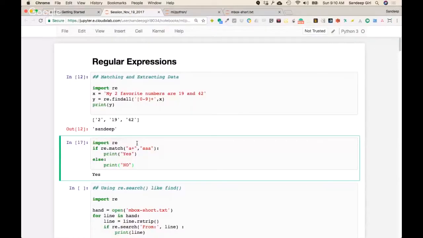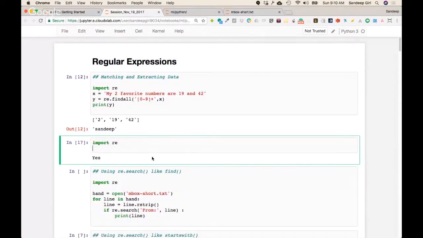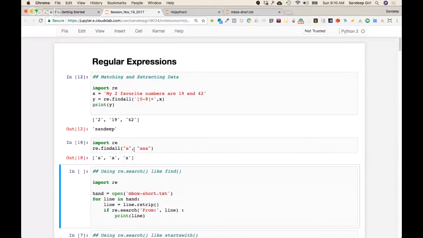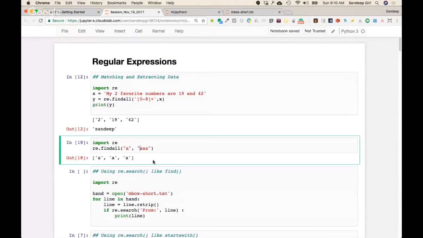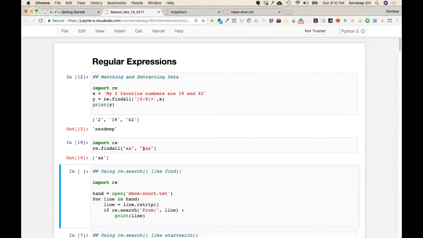Okay, so when we are trying to match a character or search for something in some text, we can use things like re.findall. Okay, so it has found "a" 3 times in this. And if I say this, it has found "a" once in this. Then it did not look for the others.